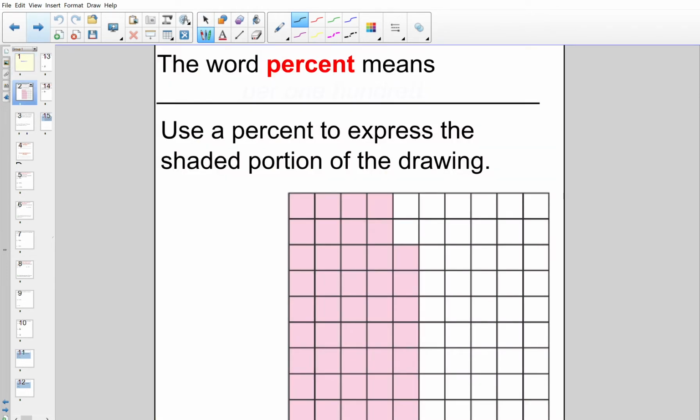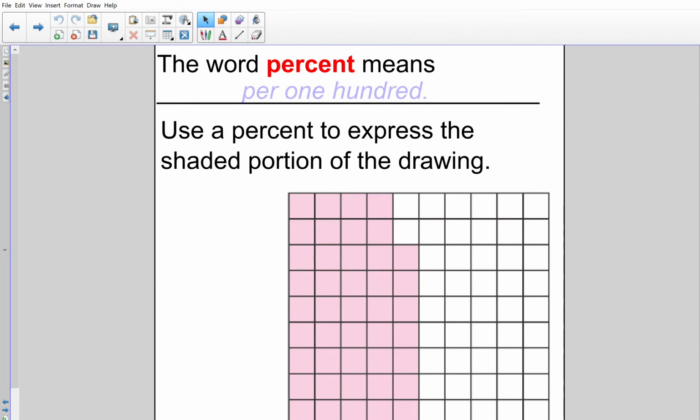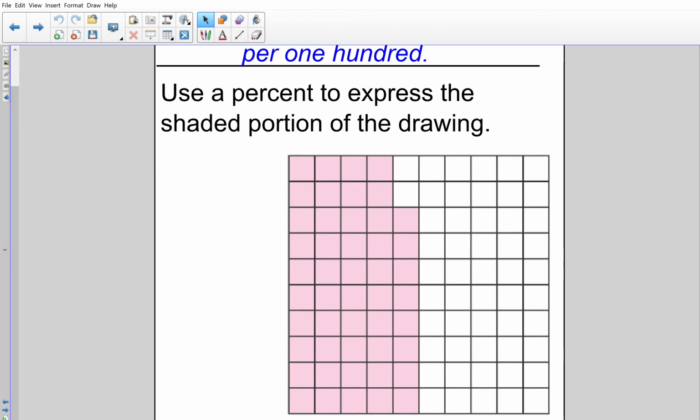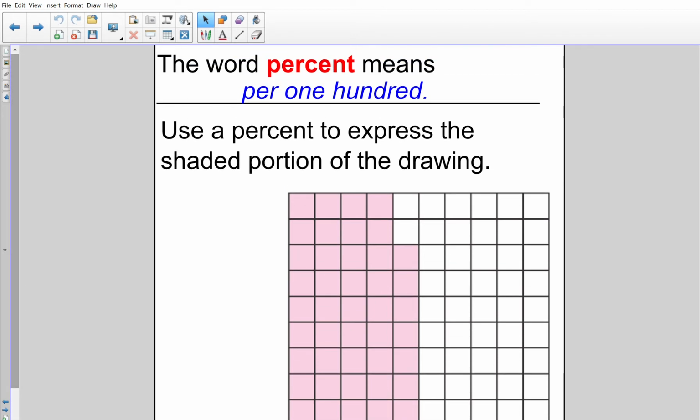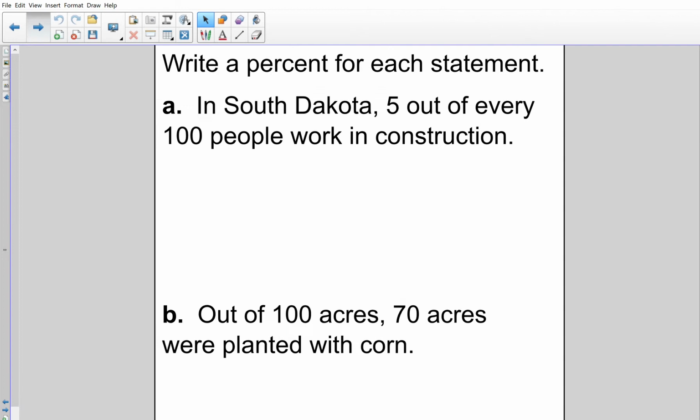So the word percent just means per 100. If I look at this drawing right here, the number of pink is the percentage out of 100. So we would just write that as a number. That's really what percent means. It just means per 100 or out of 100. So if I write a percent for each of these statements, it's just outlining again, it's out of 100.